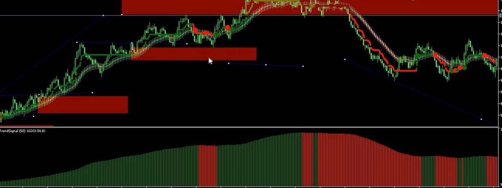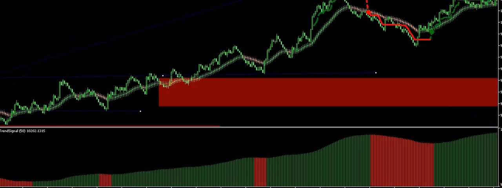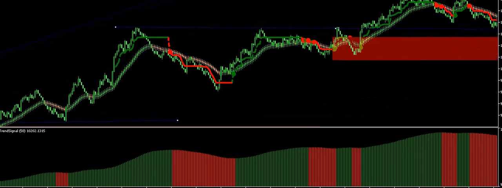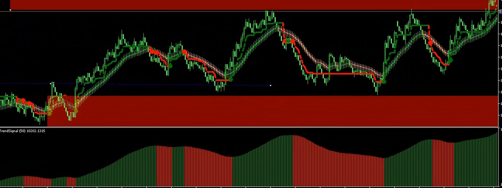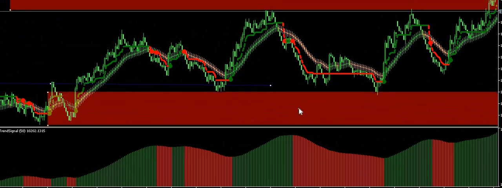Already the crevice will be showing you this. So for you to enter, you can just go to your 15 minutes so you can catch a sniper entry. You can enter from here. You can see it here.